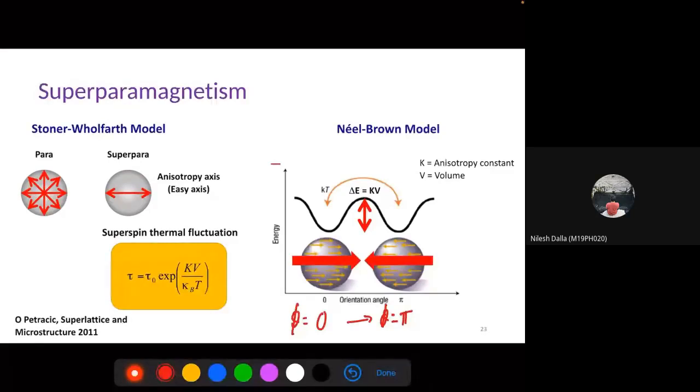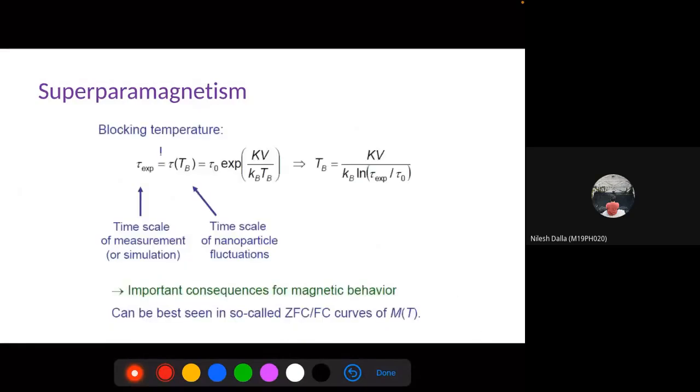So both are possible ways how this thermal fluctuation can take place. We'll not go into the detail of these equations and so on, but one can actually find out some characteristic temperature which differentiates how this transition happens in a superparamagnetic particle.